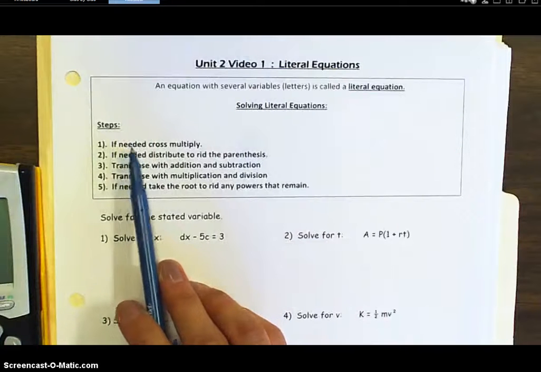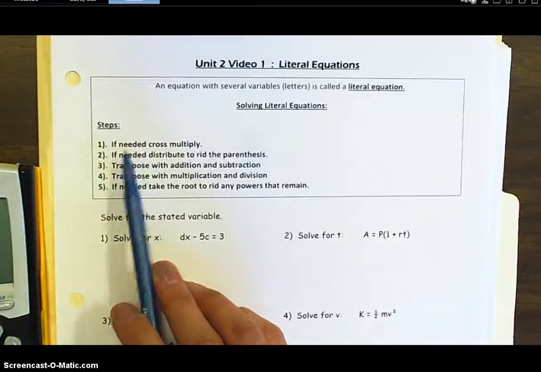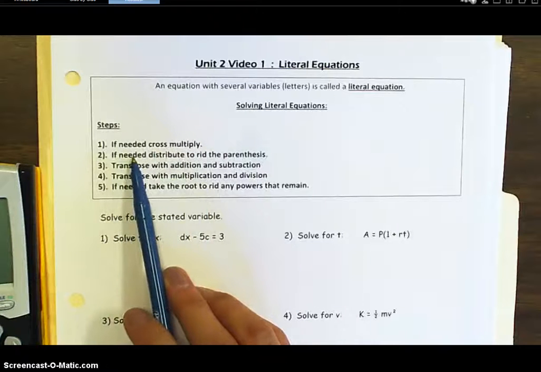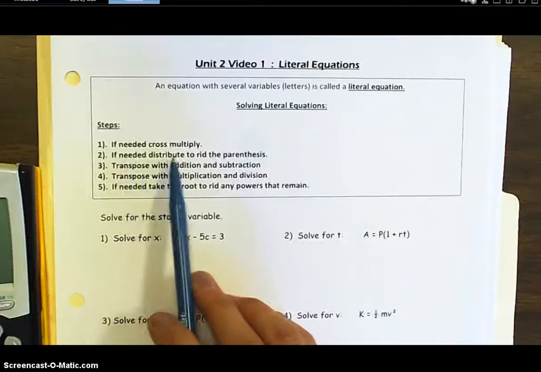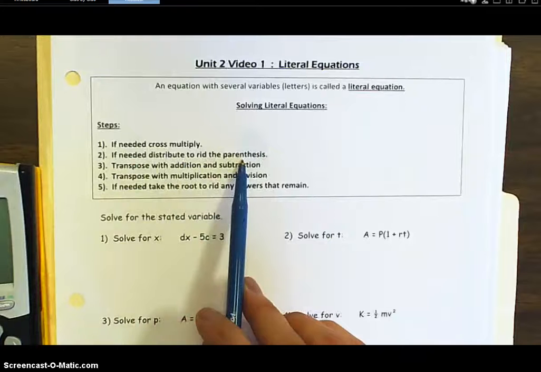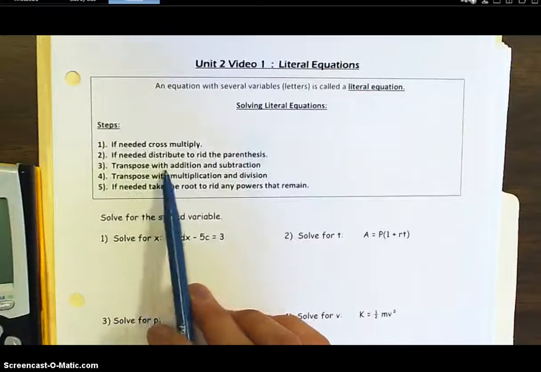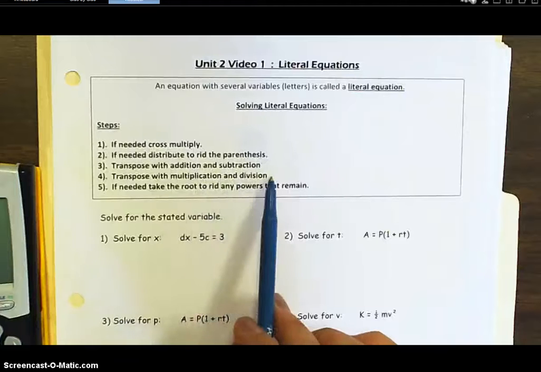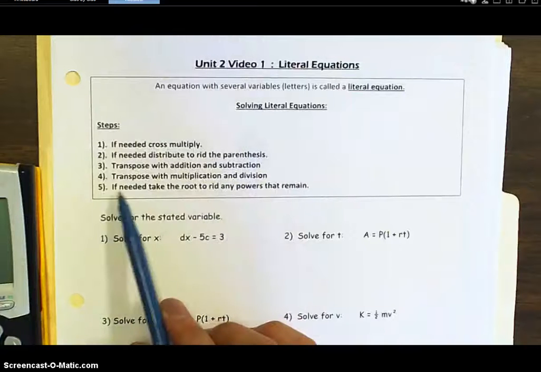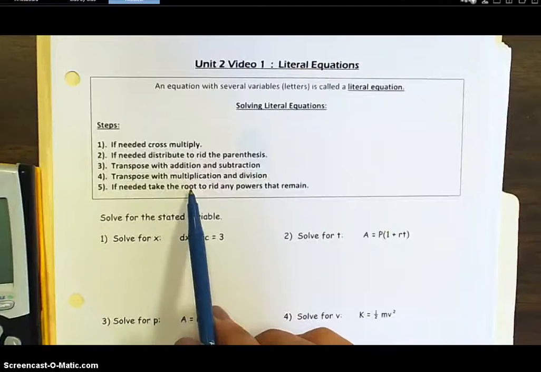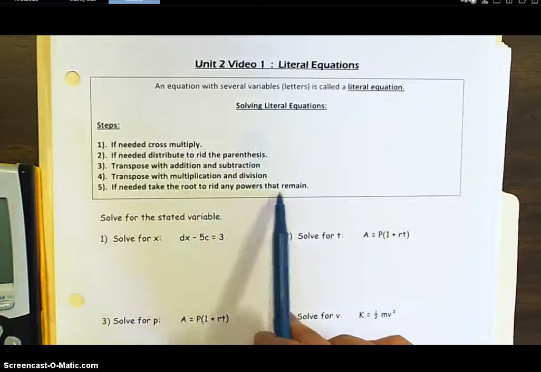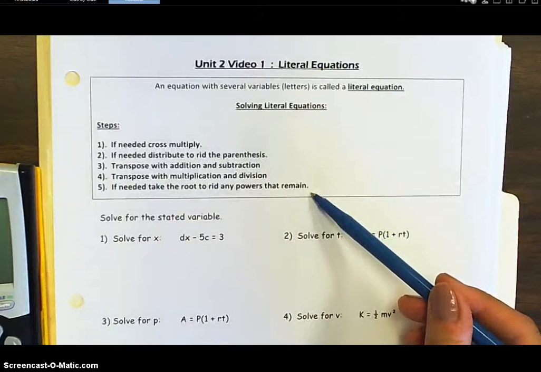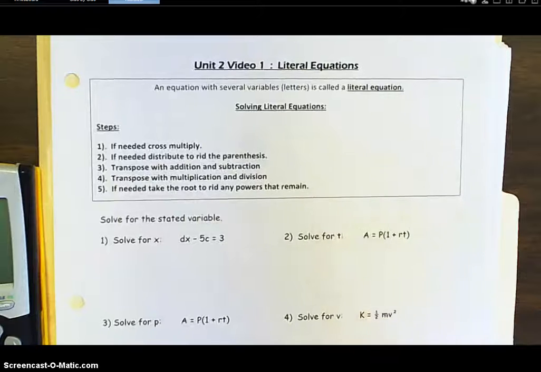Number 1, if needed, again, not always, only if needed, we're going to cross multiply. Number 2, if needed, we're going to distribute to get rid of the parentheses. Then we're going to transpose with addition and subtraction, transpose with multiplication and division, and the last step, if needed, take the root to rid any powers that remain. So taking care of the powers is the very last step for solving literal equations.